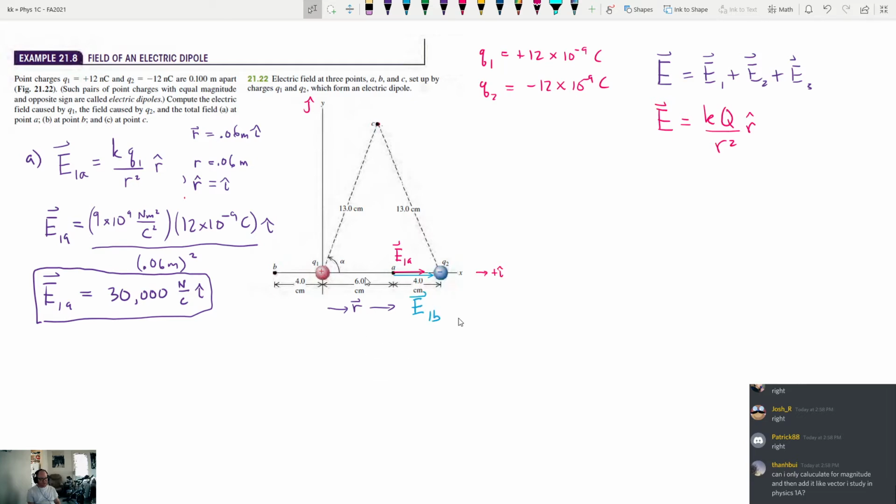Can I only calculate for magnitude and then add it to a lecture like I studied? Yes, you can. You can do that, definitely. It will also work, Ton. You can try it yourself.